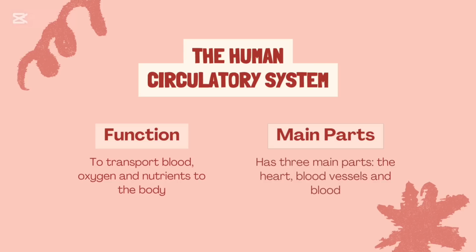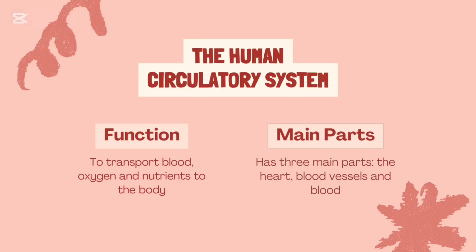Deoxygenated blood from the body enters the right atrium, moves to the right ventricle, and is then pumped to the lungs via the pulmonary artery. In the lungs, the blood receives oxygen and releases carbon dioxide. Oxygenated blood then returns to the left atrium of the heart through the pulmonary veins.